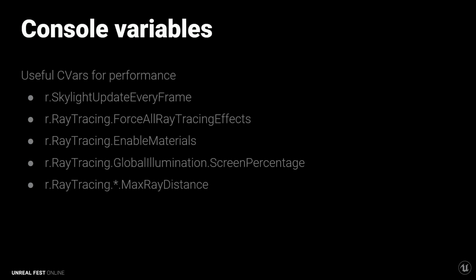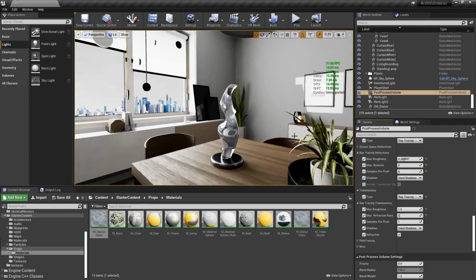Now, we did look at console variables today a little bit. There are some other options that you have available to you to help you with your performance. I've listed a few good ones here. Some of them are good for modifying your performance, and some of them are just good for debugging. So, for instance, we already looked at r.raytracing.enablematerials. We can also enable and disable all ray tracing effects entirely using the second one here, and that's going to be r.raytracing.forceallraytracingeffects. Let's jump into the scene and have a look at that.